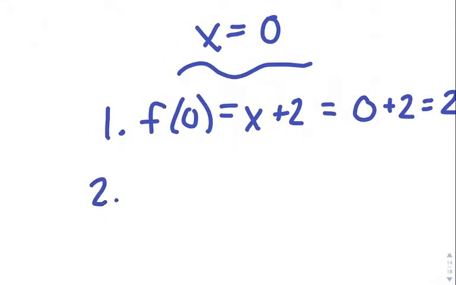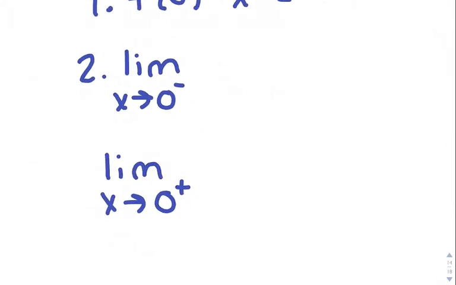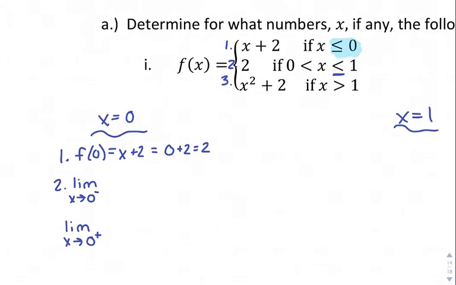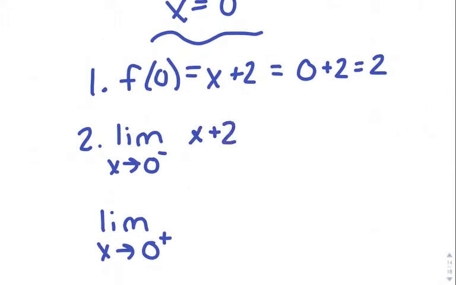Next, I have to look at my limit. So since this is a piecewise function, I have to look at the left side, and I have to look at the right side and compare the two. So this is only for piecewise functions. We're going to look at the left side and the right side. So the left side meaning any value that is less than 0. So if I'm looking at my piecewise functions, the domain that said x is less than 0 would be this first one. So I'm going to take a look at the function of x plus 2. So again, it's just a polynomial, so I can just do 0 plus 2, and I get 2 there.